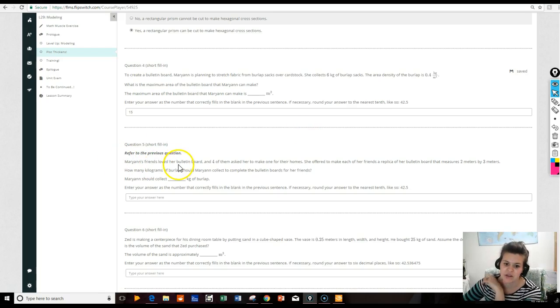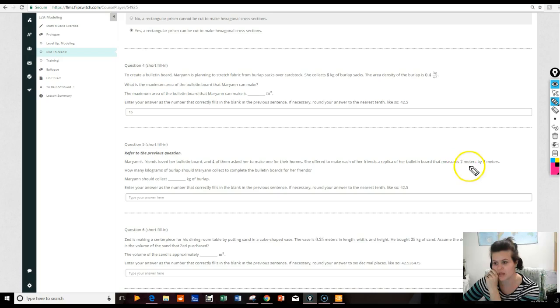Okay, Marianne's friends loved her bulletin board, and 4 of them asked her to make one for their homes. She offered to make each of her friends a replica of her bulletin board that measures 2 meters by 3 meters. How many kilograms of burlap should Marianne collect to complete the bulletin boards for her friends?